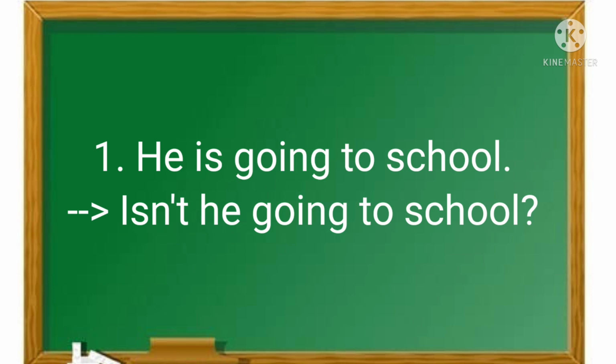Then the rest of the parts will remain the same: he going to school. Very simple. And finally you just have to put a question mark. So, isn't he going to school? Right? So in this way you have to do other sentences also.